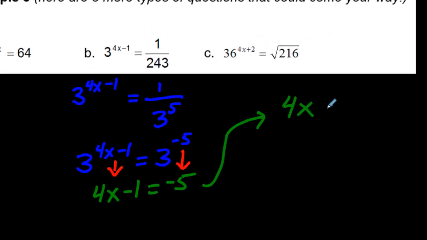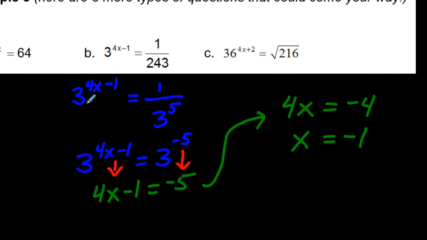So I'm going to add 1. I'm going to add 1 to both sides to get rid of it. That would make a negative 4 there. Then I'm going to divide both sides by 4. And if I divide both sides by 4, I get the answer of x equals negative 1.